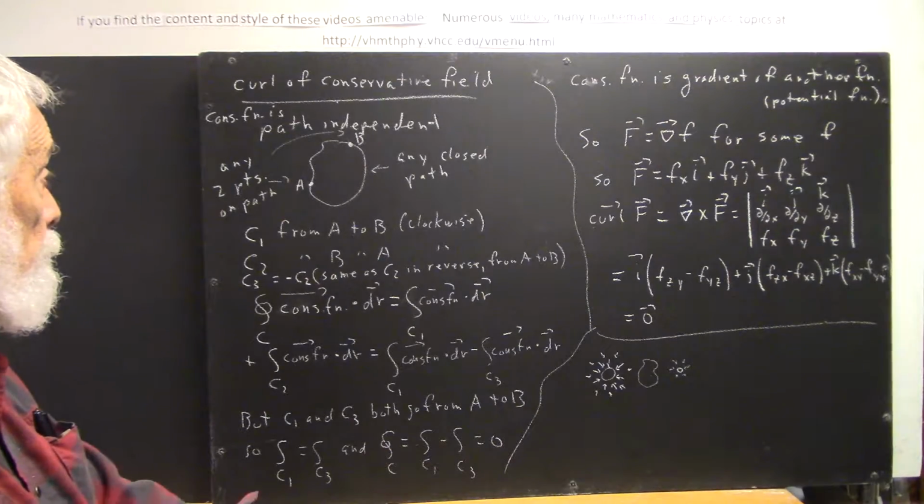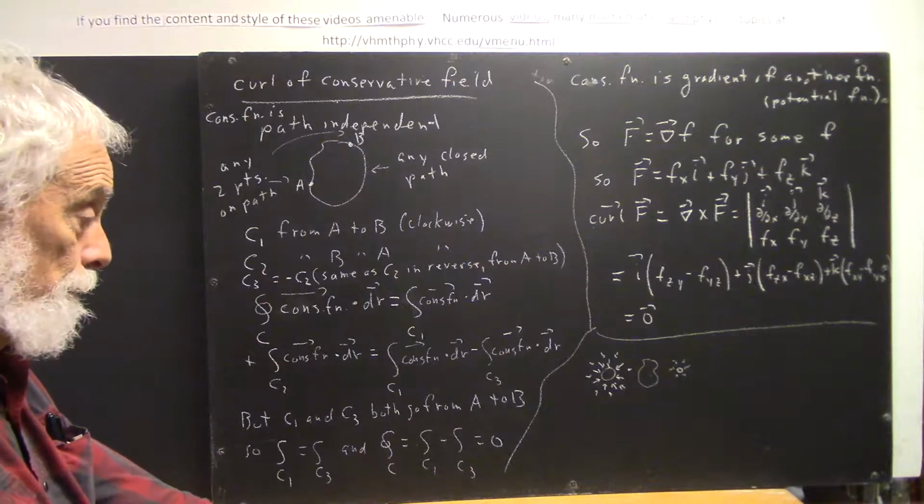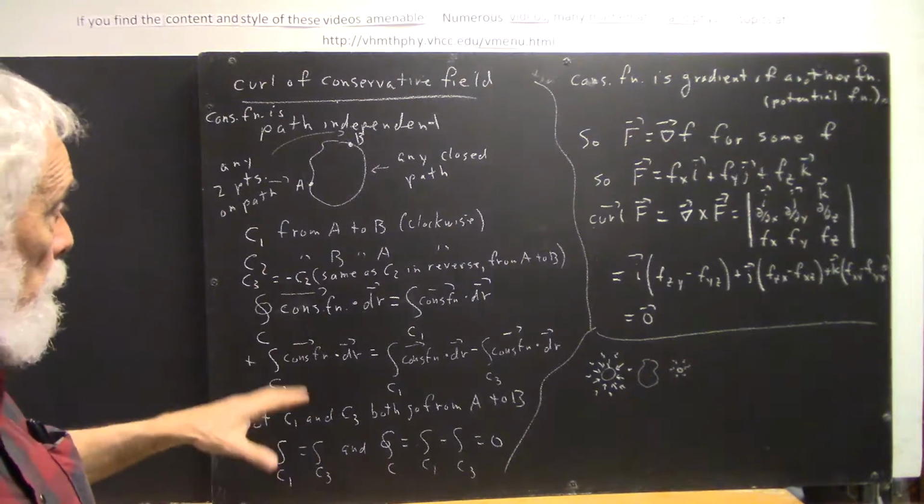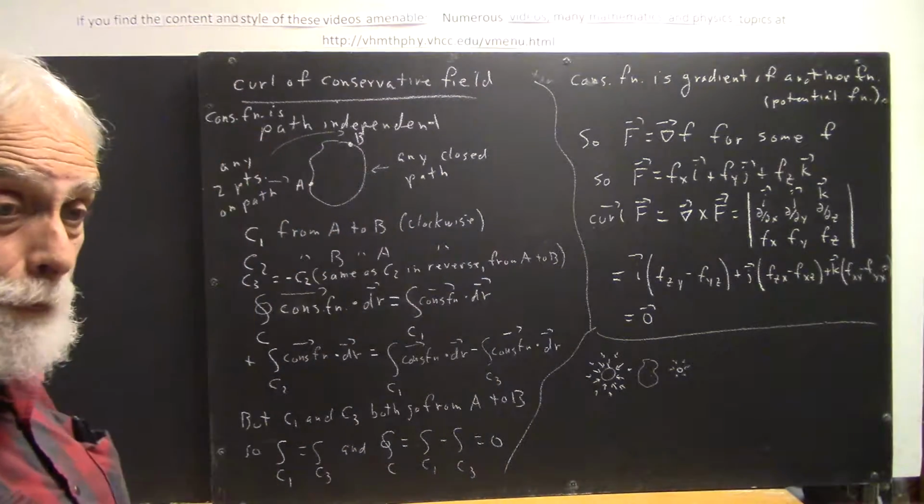Now, we should understand this by now, but let's just review what we should know and maybe tell you a little bit about what maybe you don't know that you should. The definition of a conservative field is that it's path independent.